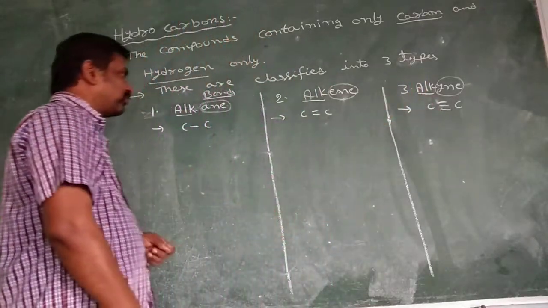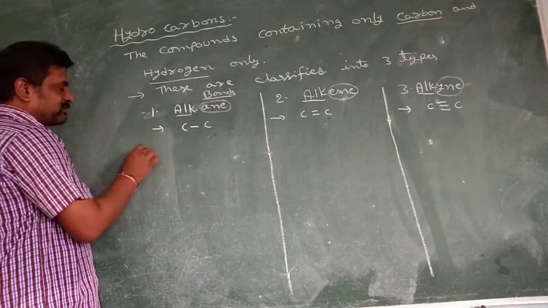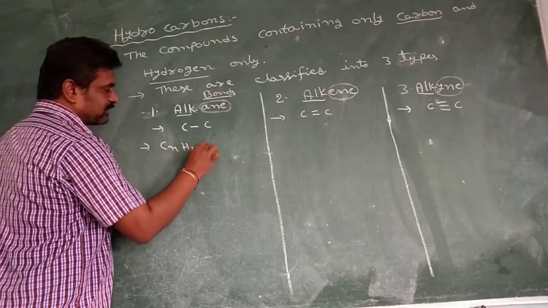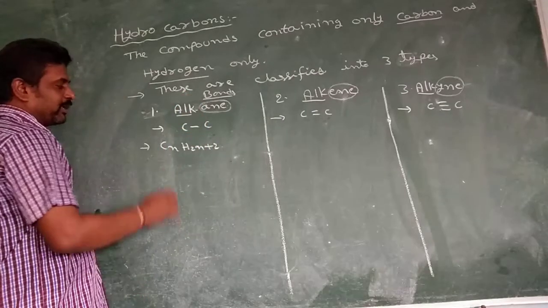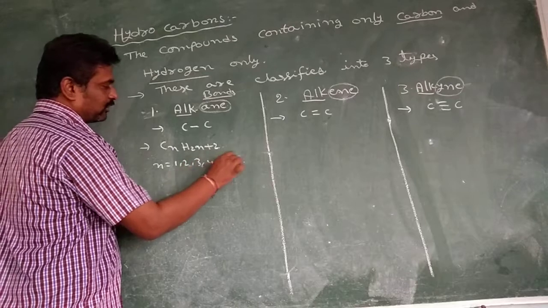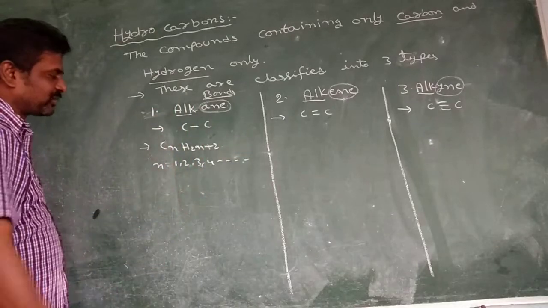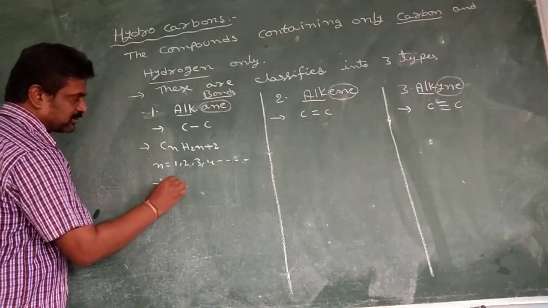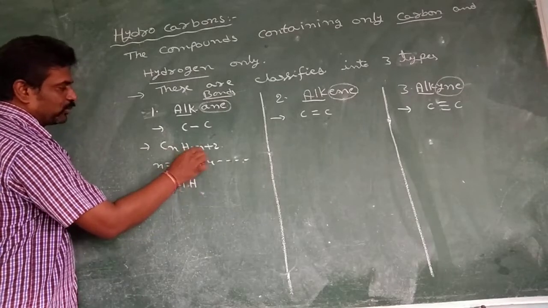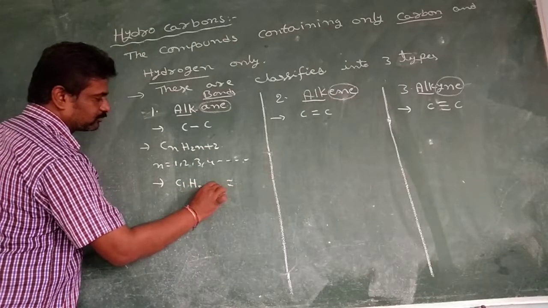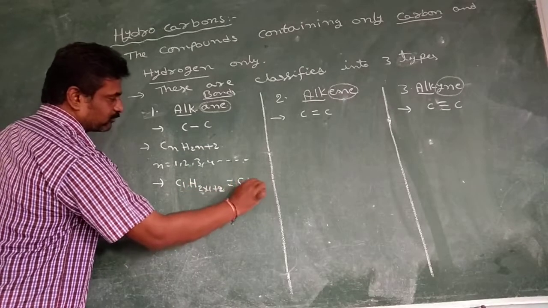Now the general formulas. The alkanes' general formula is CnH2n+2. Here n values are 1, 2, 3, 4 and so on. If n is equal to 1, substitute the n value in this formula: C1H2×1+2, that is equal to CH4.